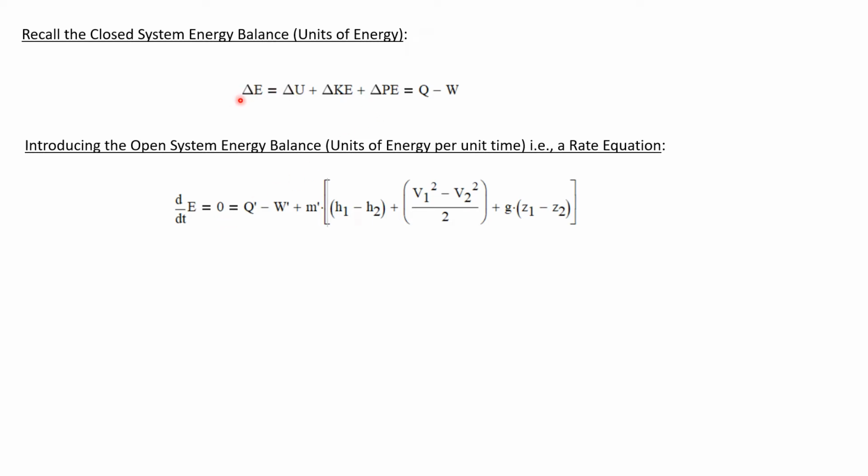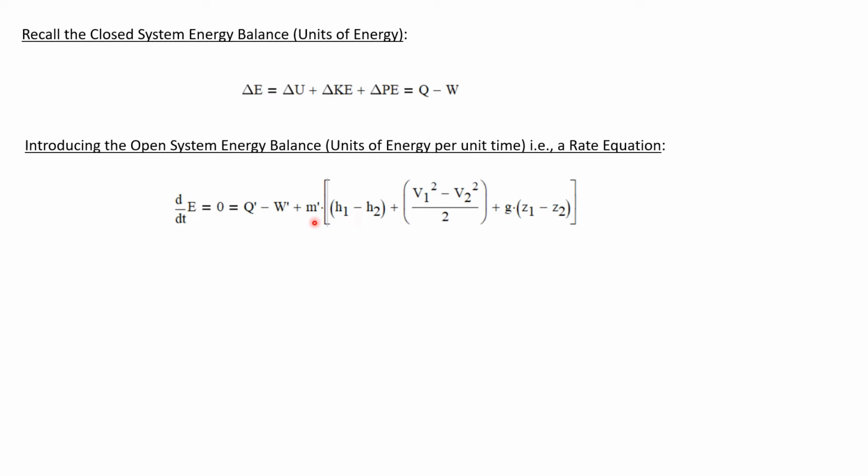So we had delta E is Q minus W. Well, now we have dE/dt is equal to 0 is Q dot minus W dot. But we have all these other terms in our closed system balance. We had internal energy, kinetic energy, and potential energy. Well, they're going to be included here. And we have a mass flow rate through an open system.